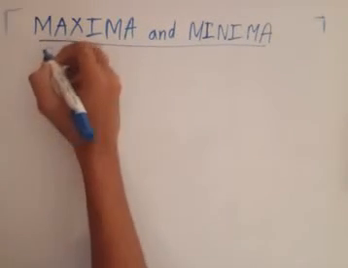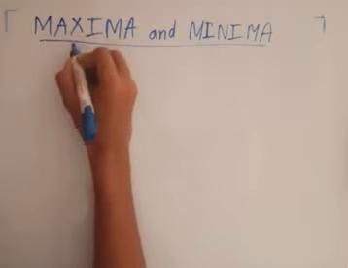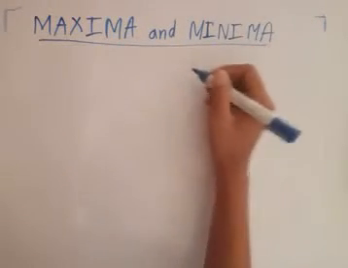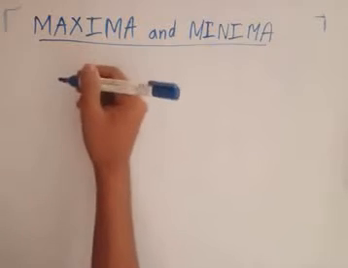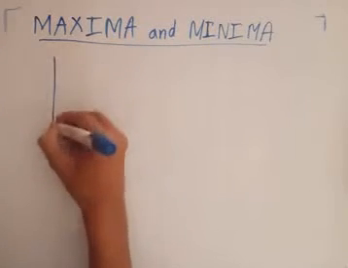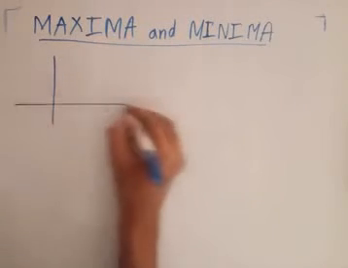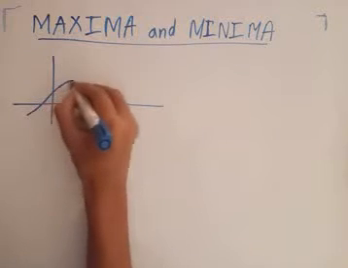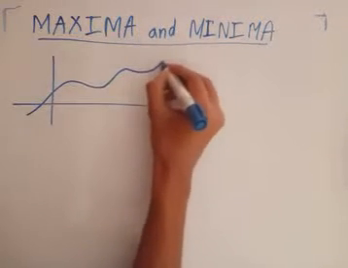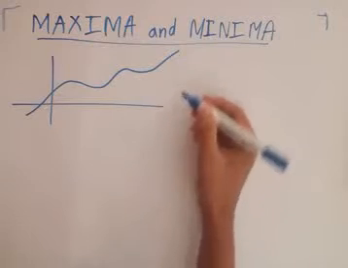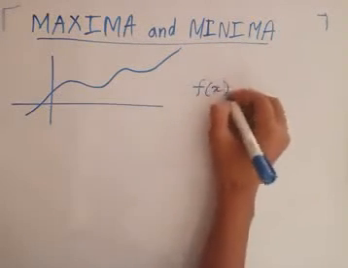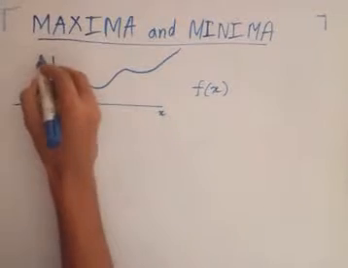Now if you just look at the two words, you can guess that this has something to do with maximum and this has something to do with minimum. And since we are studying calculus, we have to be talking about functions. So let's say I have some function here, something like this. So this is some curve and this is my function f of x. So I have the x-axis and the y-axis here.